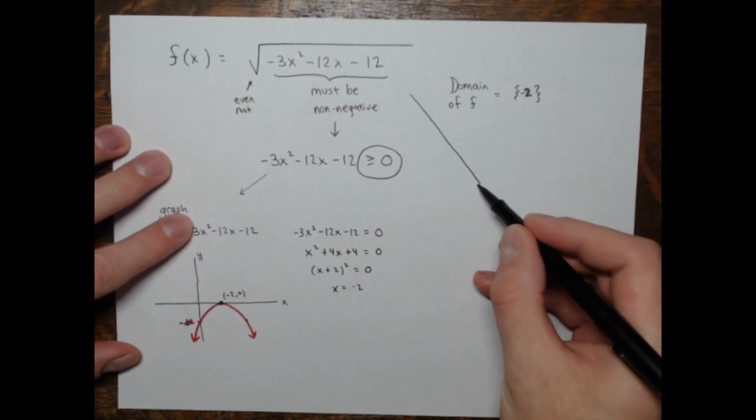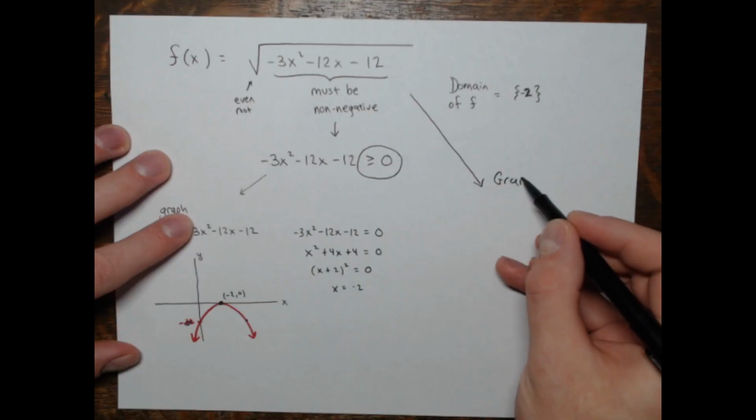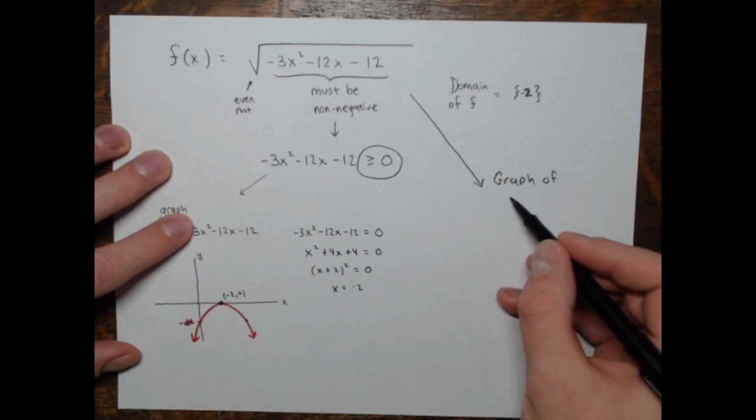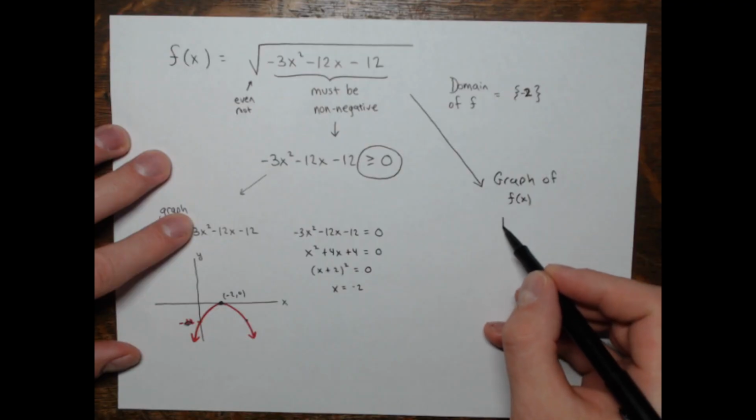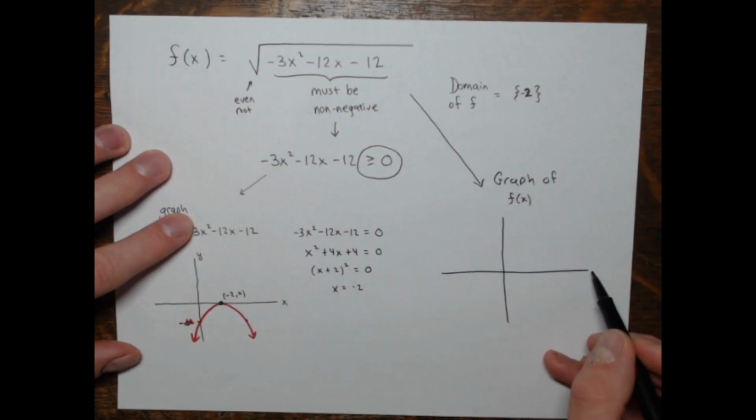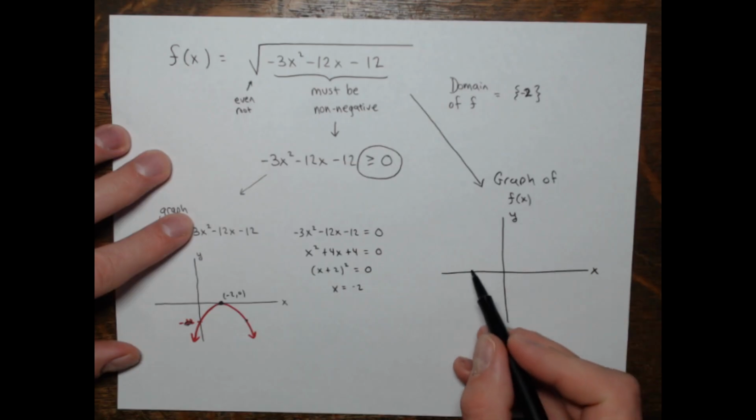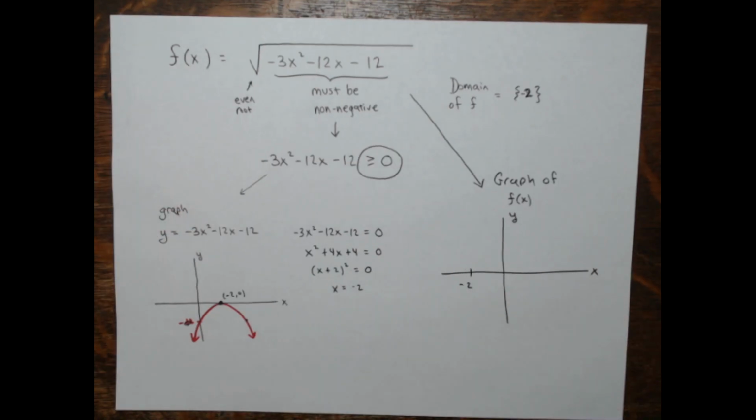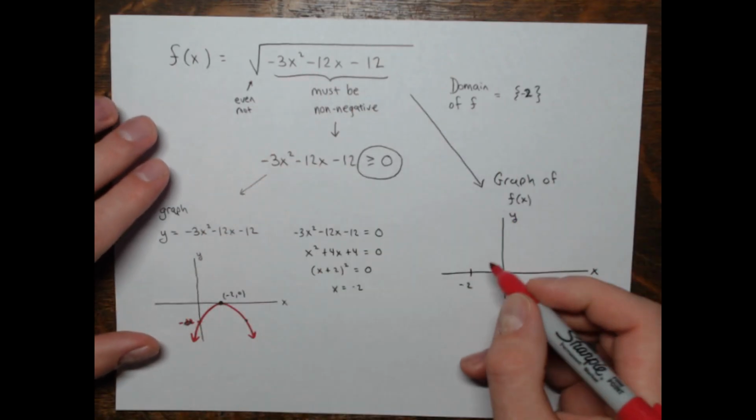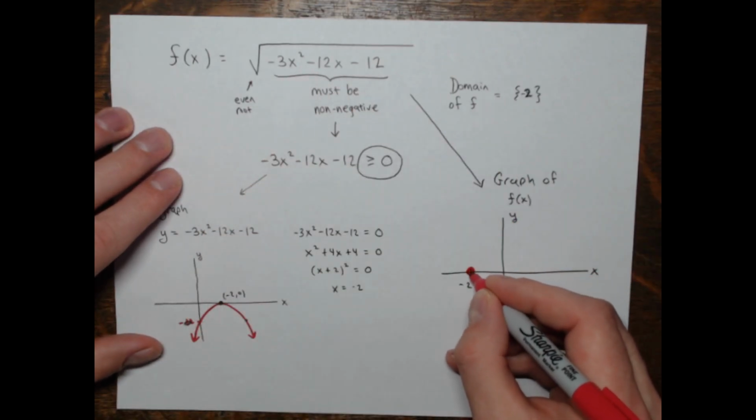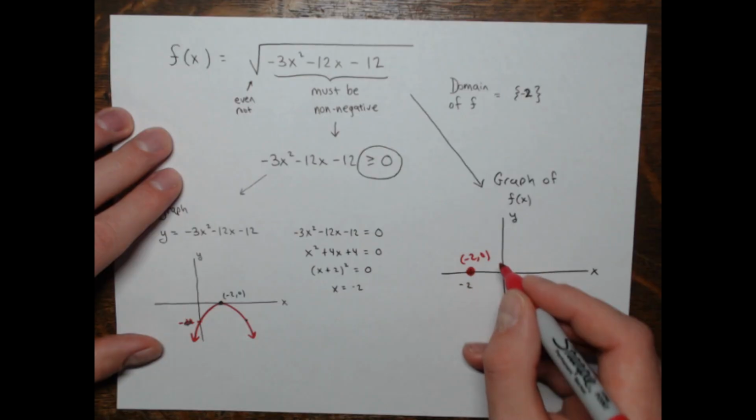So the graph of this function is just this. So here's a negative 2. And again, when x is negative 2, this becomes the square root of 0. So it's just this one point. That is it.